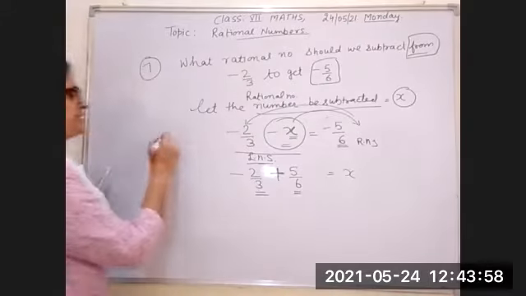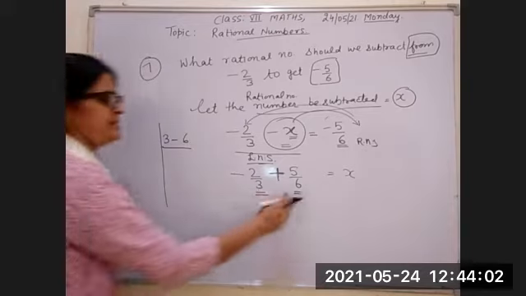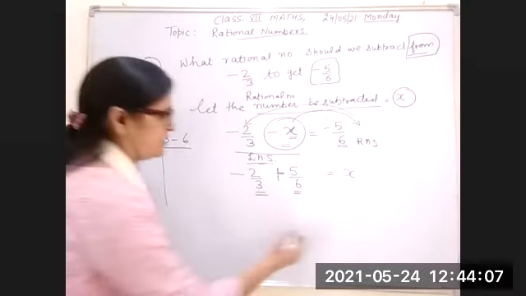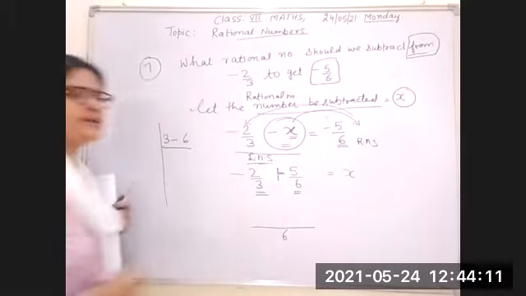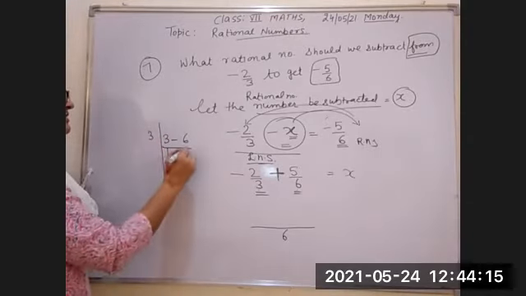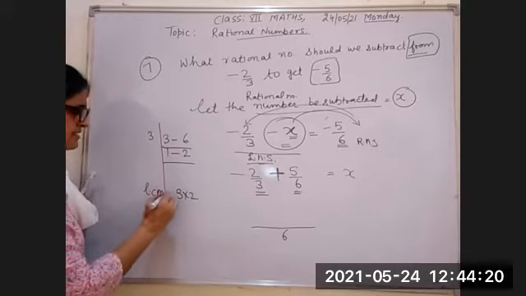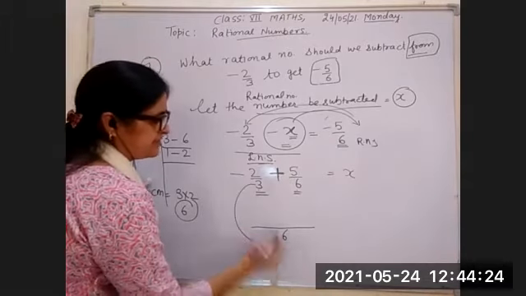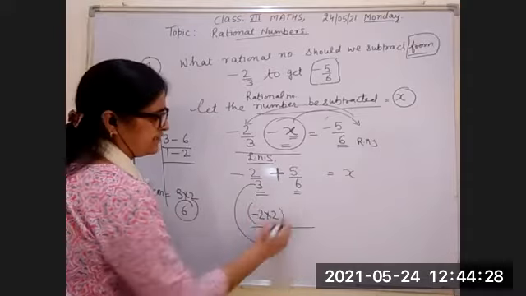You have to take the LCM. If you are taking the LCM of 3 and 6, because 6 is divisible by 3, 6 is the greater number. So 3 is the factor of 6. So I directly take the LCM 6. The LCM is also equal to 6. Okay. Now you divide 6 by 3, 3 twos are 6. You have to multiply it with the numerator.